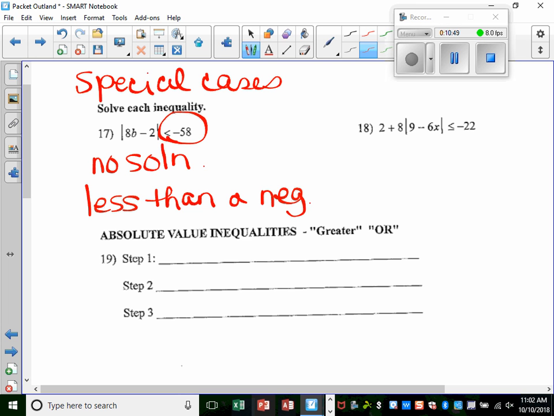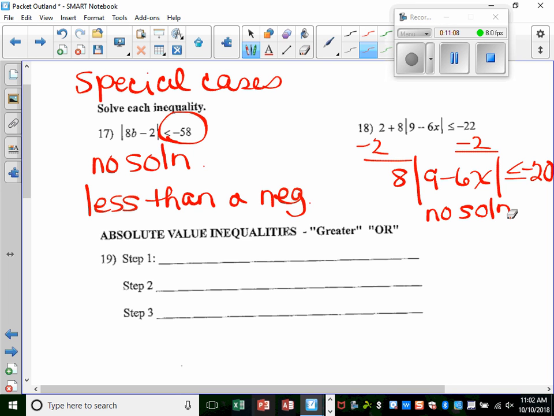Okay, same thing for this one. The same thing is going to happen here. Okay, we can just work this out. But what you're going to have is less than or equal to negative 20. And even if you divide by this 8, you're going to end up with a negative number. So this is also no solution. Okay, now if that had been a negative 8 and I divide a negative divided by a negative, that would have been a positive, that would have been okay. But since it's less than a negative, then you want to say no solution for that.